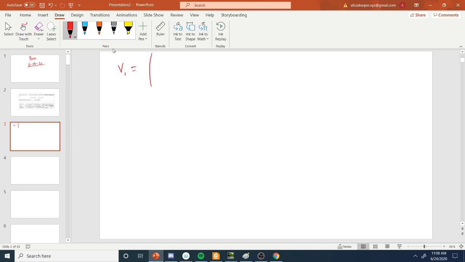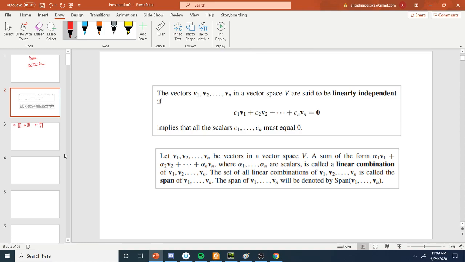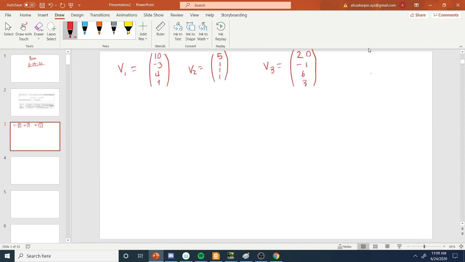Say I take the vector v1 = (10, -3, 4, 1). The vector v2 = (5, 1, 1, 1). And then the vector v3, which I'll take to be (20, -1, 6, 3). What I want to do is see if these three vectors, all of which lie in R4, are linearly independent.